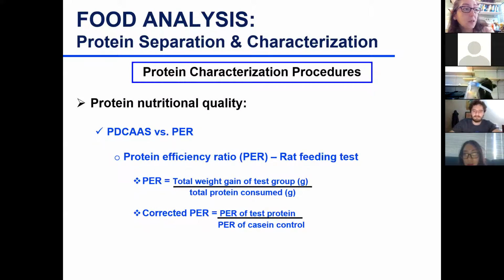So what they do is they feed those animals the test protein and then the reference protein, which is usually casein again. And then they take the weight of the animal over time, and obviously the baby rats will grow over time, and then they relate how much weight they gained based on how much protein they consumed. And they get the PER and they correct it by the PER of casein as well. And that is also a relative value between 0 and 1.